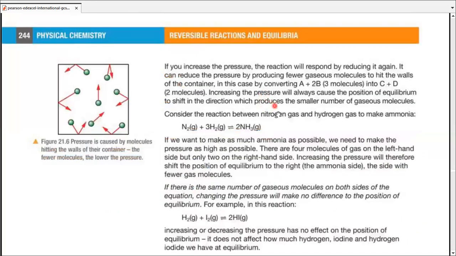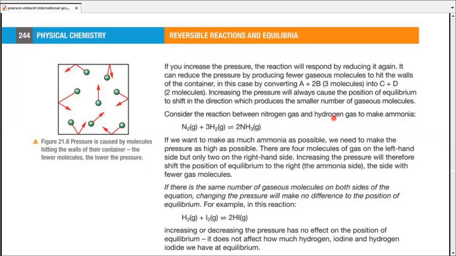Now, if you increase the pressure, the reaction will respond by reducing it again. It can reduce the pressure by producing fewer gas molecules to hit the wall of the container. In this case, what would it do? It would produce product molecules, since product molecules have a lesser number of molecules. Increasing the pressure will cause the position of equilibrium to always shift in the direction where it produces a smaller number of gaseous molecules. In this case, the equilibrium will shift towards the right. Make sense? Yes. Good, good.